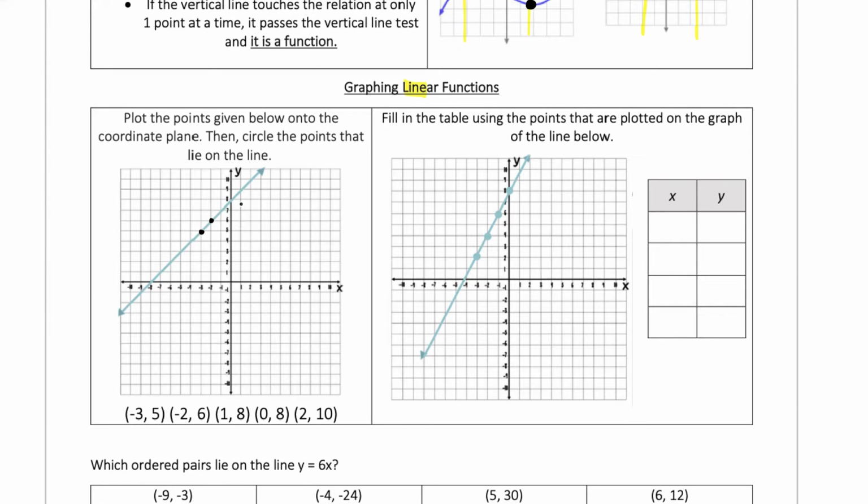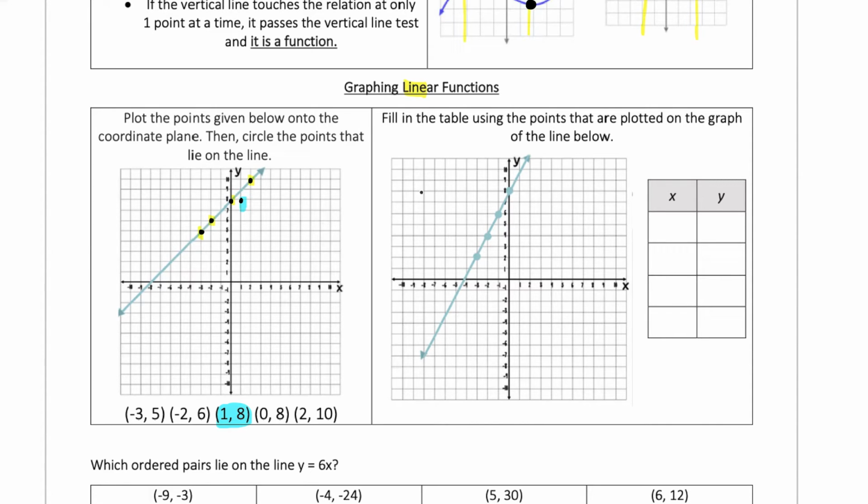We've got our points here at 1, 8, 0, 8, 2, 10. We've got -3, 5, and -2, 6. So 4 of them actually ended up being right on that line that was given to us. But we've got this one lone point out here that is not touching the line, it's just somewhere else on the coordinate plane. So the one that didn't actually end up being on our graph was this point 1, 8. So what we would say is that the other 4 points are on the graph of the line, but this ordered pair was not on the graph of the line.